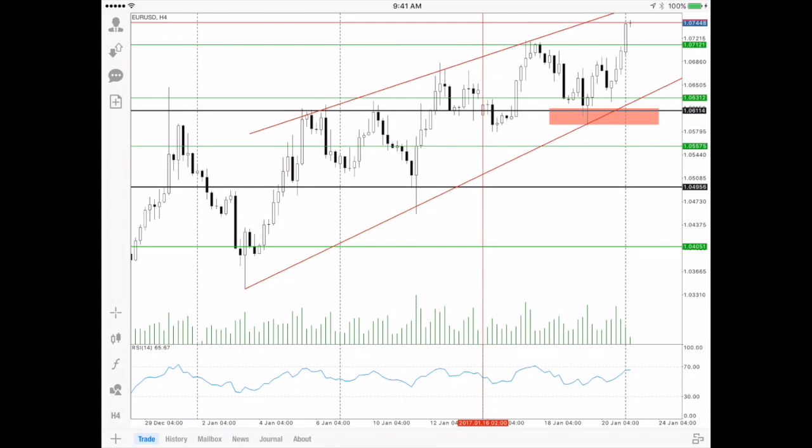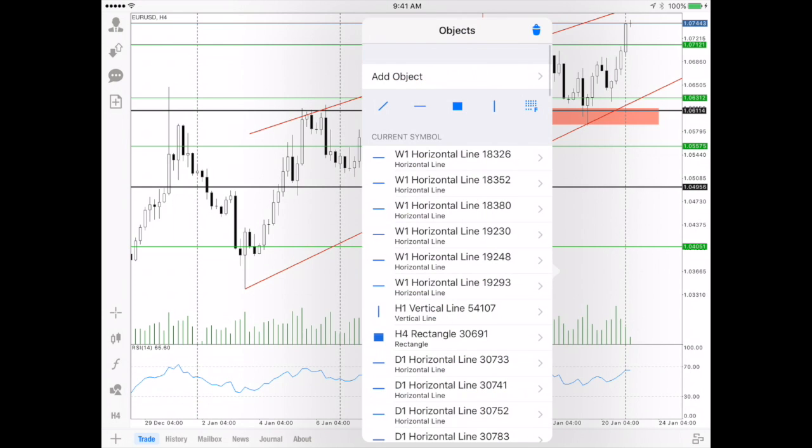So that's what I'll be looking for. I'll also be looking at my volume, obviously, and I'll be looking at my RSI for divergence, and I'll be looking to see if it goes higher, but it doesn't pass this level here.